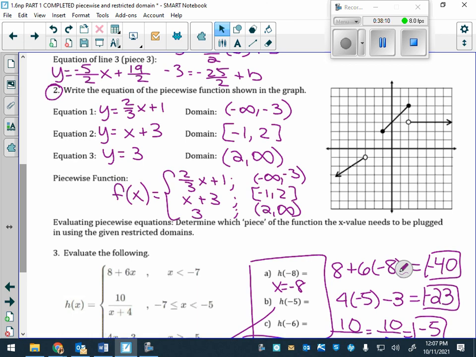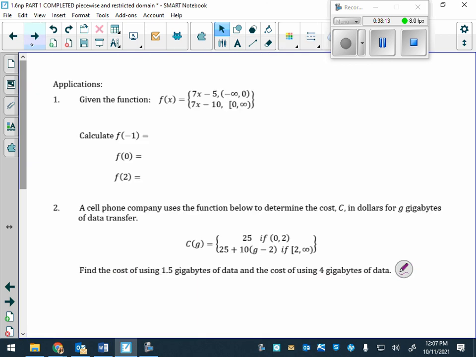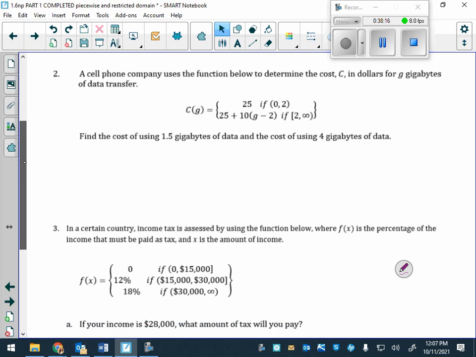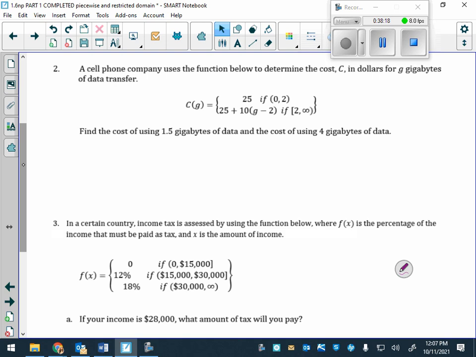All right, turn to this page. We're going to look at number 2. This year, we are not creating the equations based off the word problem. It's just evaluating. So number 2: a cell phone company uses the function below to determine the cost C in dollars for gigabytes of data transfer. Find the cost of using 1.5 gigabytes of data and the cost of using 4. So you have 2 questions going on.